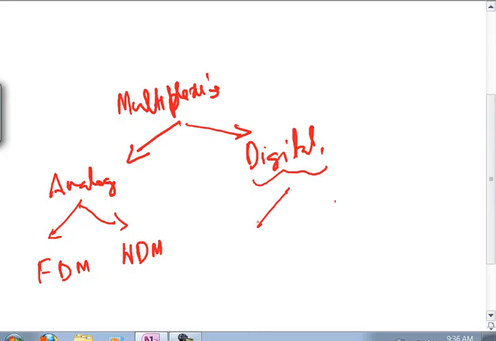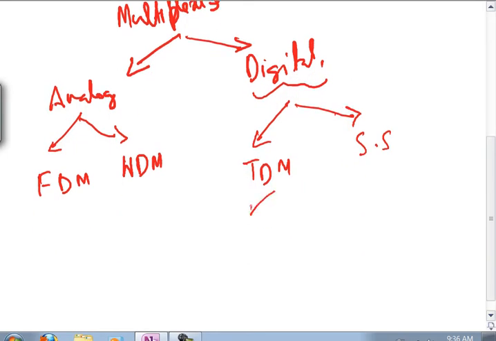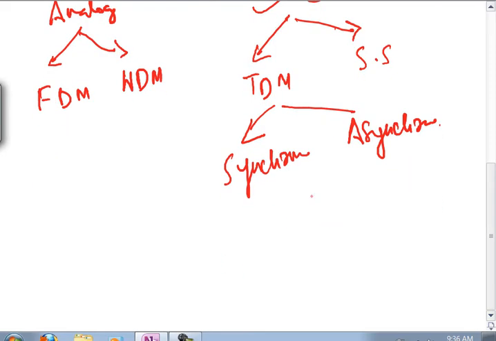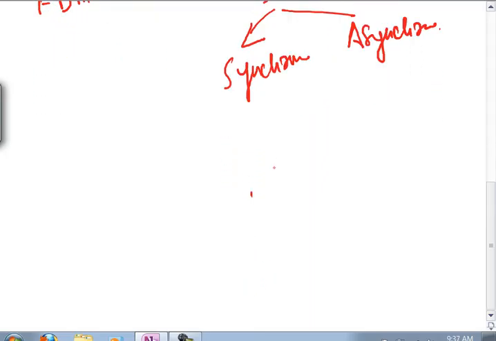In the digital, we have spread spectrum, and in TDM, we have two things. What is the difference between synchronous and asynchronous? Because we had circuit switching and all. What is the difference between synchronous versus asynchronous? Yes, we have synchronous. What is happening in synchronous?